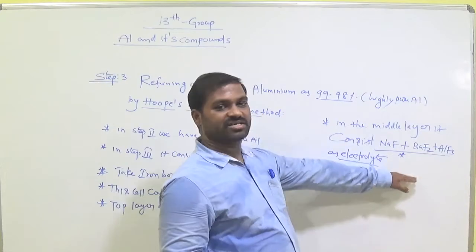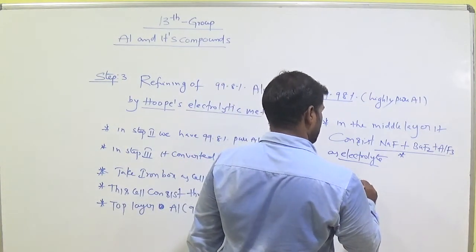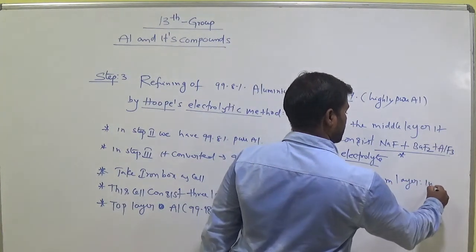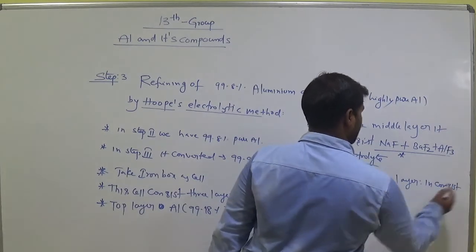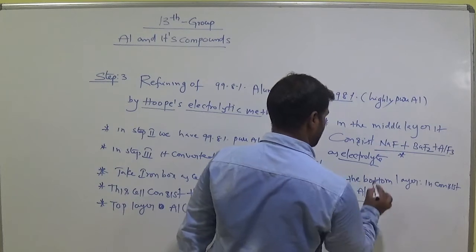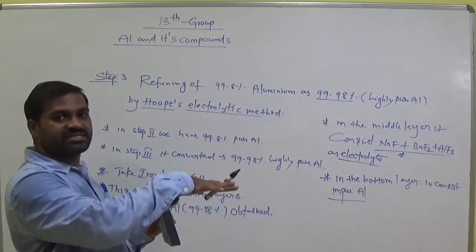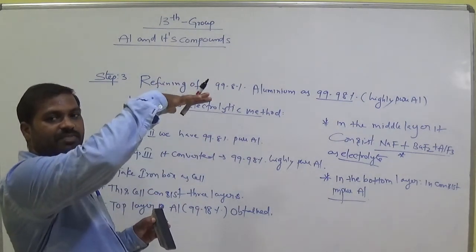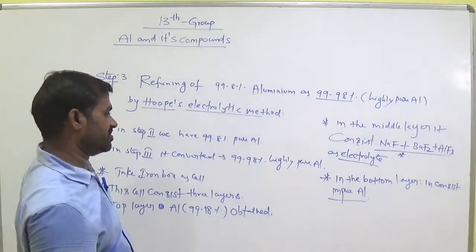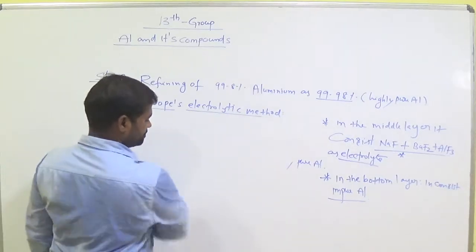So where is this electrolyte present? In the middle layer. And in the bottom layer it consists of impure aluminium. Okay. So impure aluminium is at the bottom of the cell. The electrolyte is in the middle. The purified aluminium is in the top layer. We can remove that pure aluminium, which is 99.98%. Okay. So this is about the third step. Okay, students, up to here?